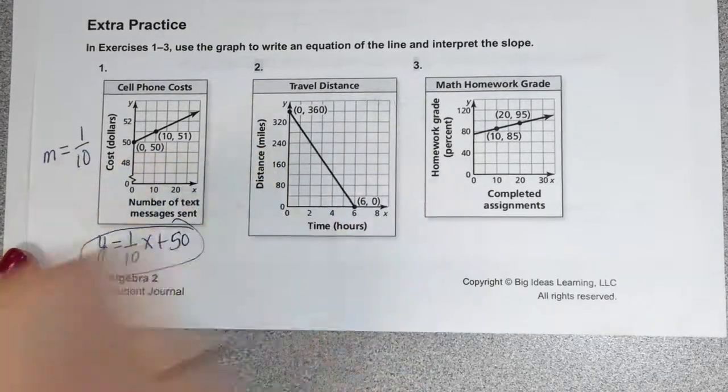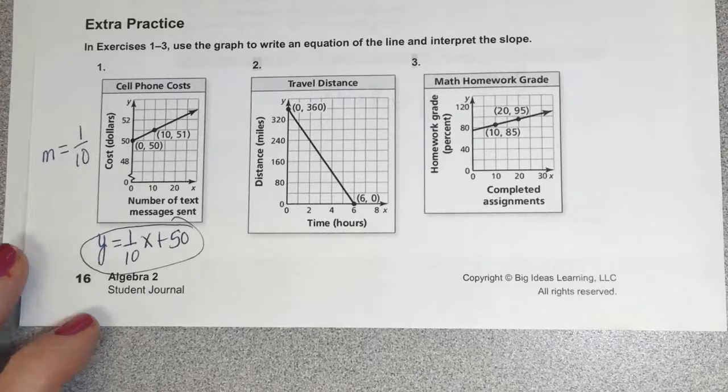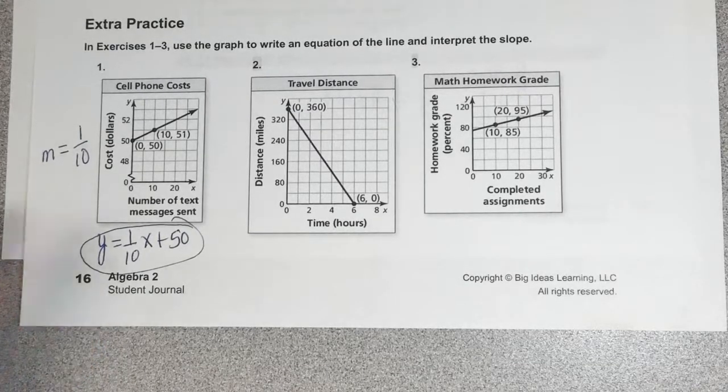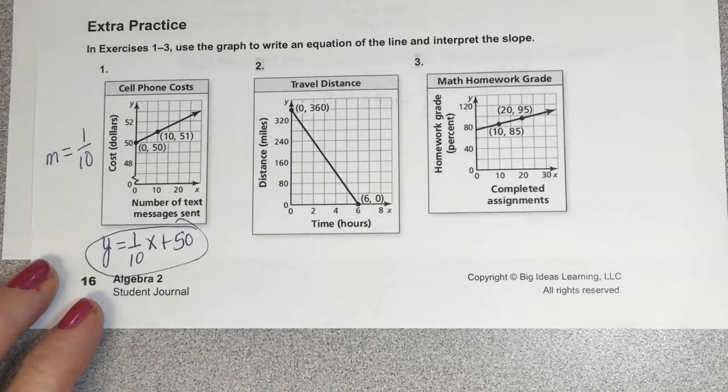Does anybody know how I came up with that so fast? Yeah, Jeff, how did I do that? 50 y-intercept. Exactly. So I don't have to use any other formula because I already know the y-intercept.